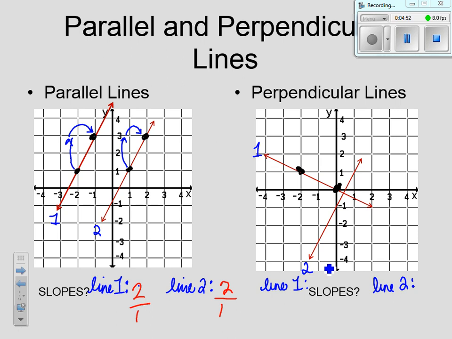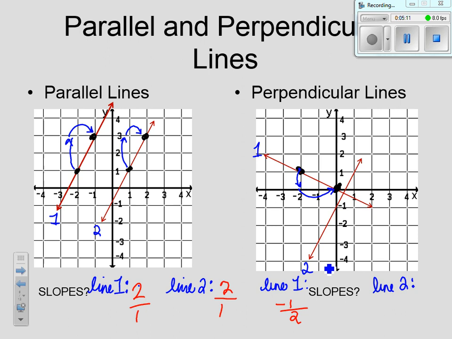What is the rate of change? Well, this graph, line number 1, goes down 1 and right 2. So down is a negative, so we say the slope is -1 over 2. Okay, now let's look at the second line.